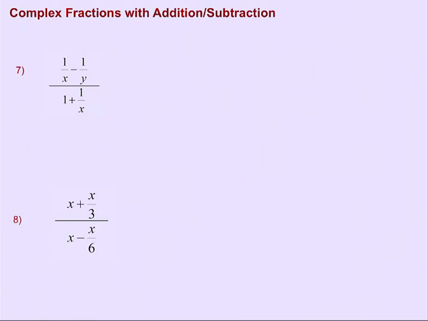But not yet. First, and this is a very important thing to know to do first, we need to simplify the numerator and the denominator on their own separately. So we're going to simplify both the numerator, which means we need to do some subtracting, and the denominator, which means we're going to need to do some adding down there, separately. They have nothing to do with each other yet.